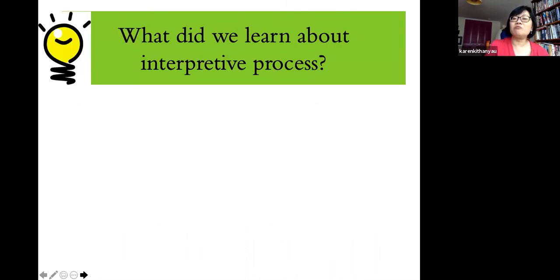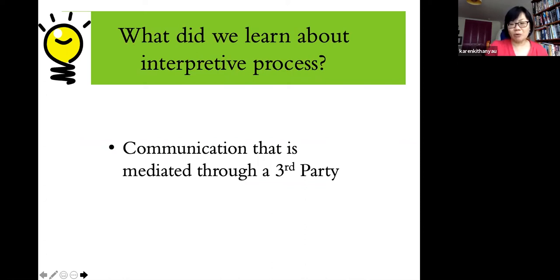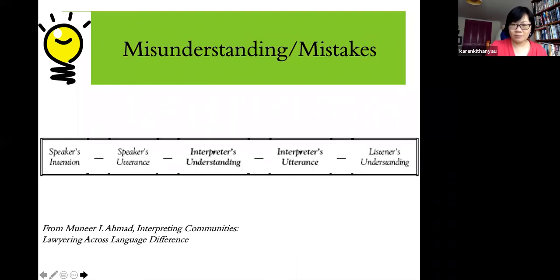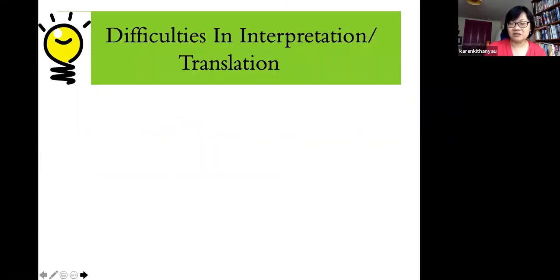So far, what have we learned about the interpretive process? It's communication that's mediated through a third party, essentially, in this case, an interpreter. And in this interpretive process, there is much room for misunderstanding and mistakes, right? First, the speaker has to be able to turn her intention into words, into certain utterances that the interpreter needs to understand. And then the interpreter needs to turn that understanding into words of her own, and then turn it into utterances that the listener, in this case, ourselves, as lawyers, understand. And in this complicated process, we know that there are going to be difficulties in interpretation. There are going to be challenging cognitive tasks.